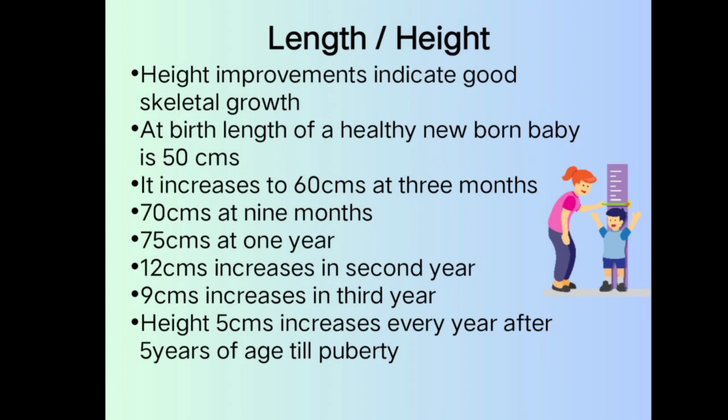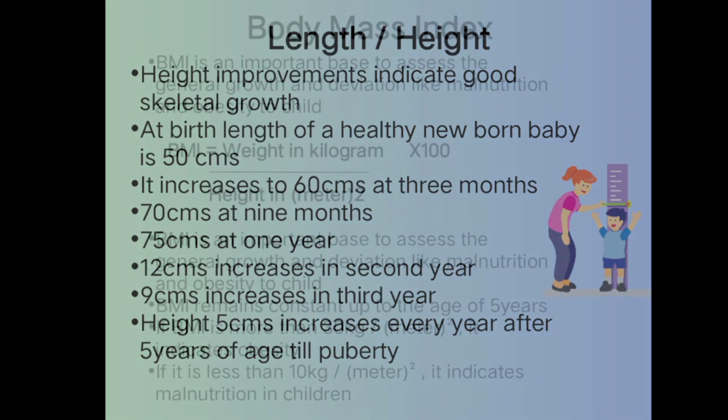Next is length and height. If a baby is not able to walk and we are checking their length, that is known as length. If a baby is able to stand in the stadiometer and is measured, that is known as height. Height improvement indicates good skeletal growth. At birth, the length of a healthy newborn baby is 50 centimeters. It increases to 60 centimeters at 3 months. So these are the basic height and length indicators.